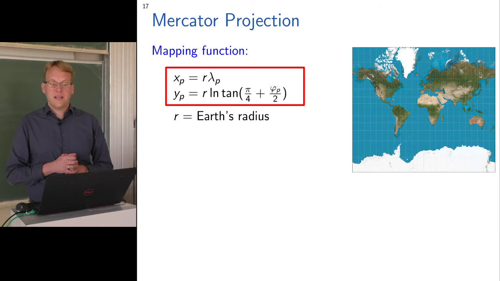So here you can see that we have the x coordinate, that is, as always with cylindrical projections, just r times lambda. And for the y coordinate we have this complicated equation which we just derived step by step and slowly, but I hope with these very small steps you were able to see how we can get to that equation.